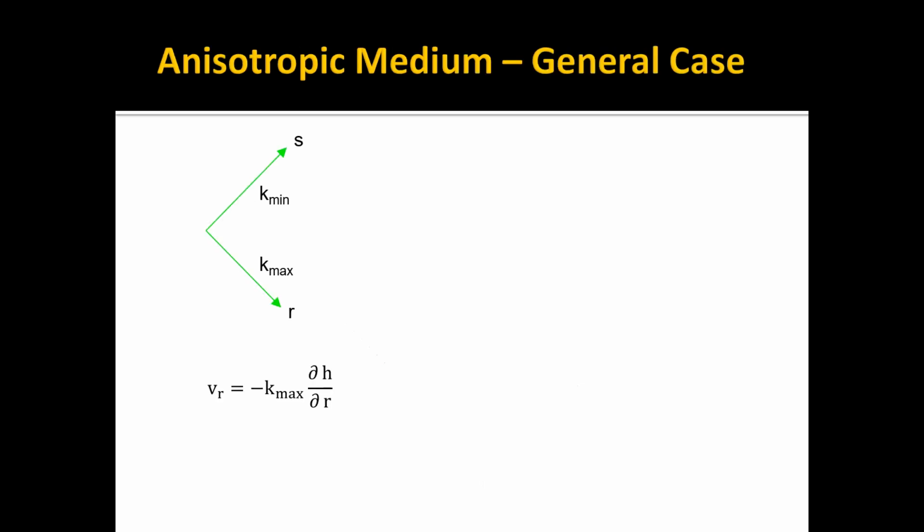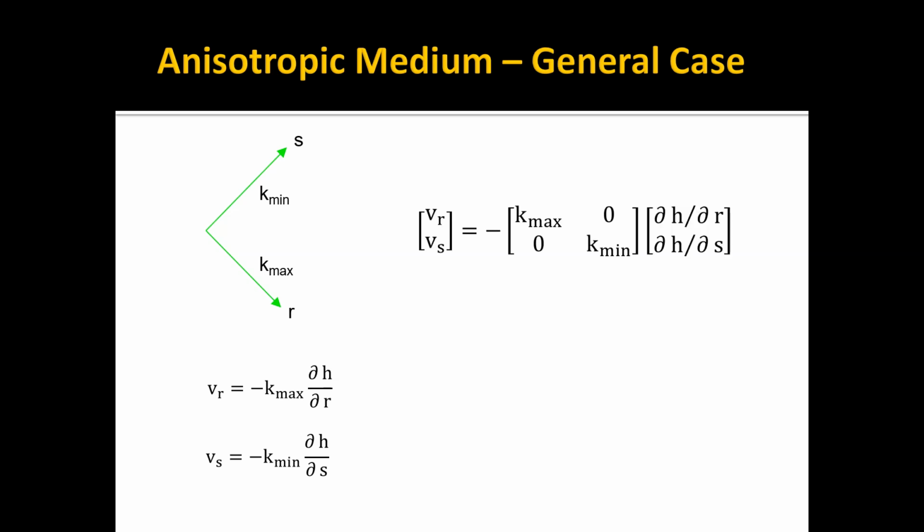So looking at that system, the Darcy velocity in the R direction aligned with Kmax would be minus Kmax del H del R, the hydraulic gradient in that direction. And V sub S, the Darcy velocity, this is not seepage velocity, this is the Darcy velocity in the S direction, would be minus Kmin times del H del S. We can put these into matrix form.